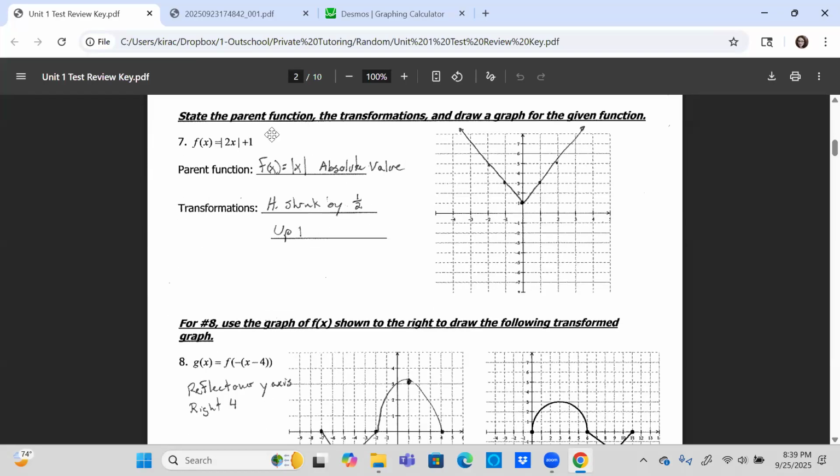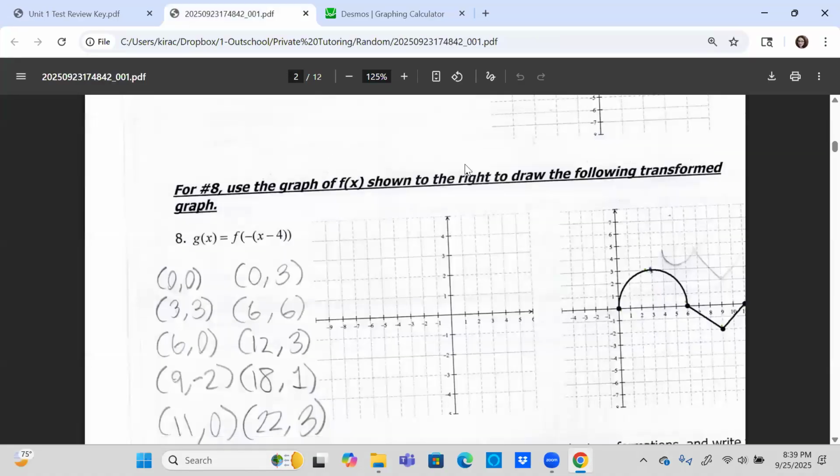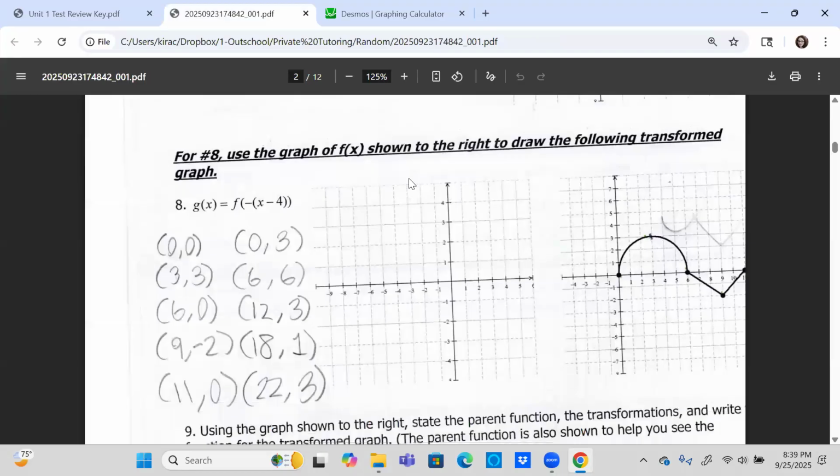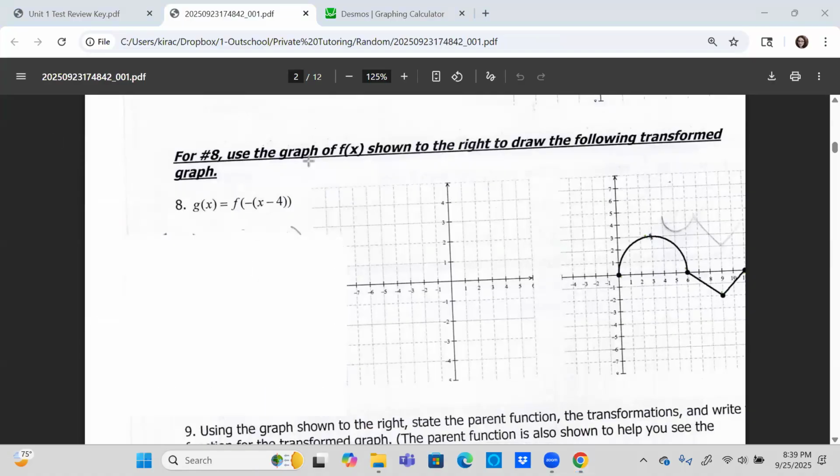Okay, let's go here. Use the graph of f of x shown to the right to draw the following transformed graph. All right, these are hard because you don't have like a rule. That's like a weird graph, right? So let's see. Okay, this is the original, this guy right here. I would have put the original on the left, but it's fine. We're going to do the transformed.